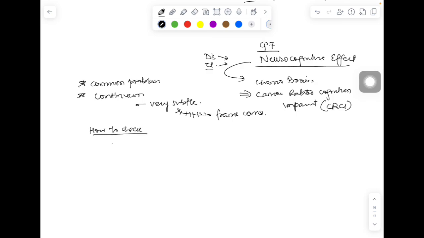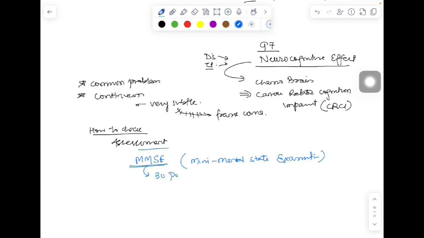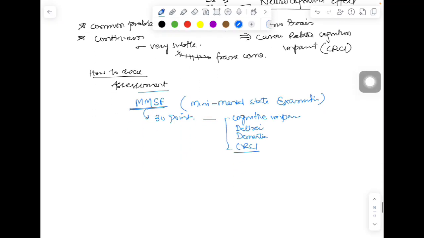It is assessment. So this is important. The most commonly used is MMSE, the Mini Mental State Examination. Mini mental state examination is the most common screening tool to use. It's a 30-point based bedside test, and it is used to assess cognitive impairment, delirium, dementia, and this CRCI. We are limiting our discussion to CRCI.